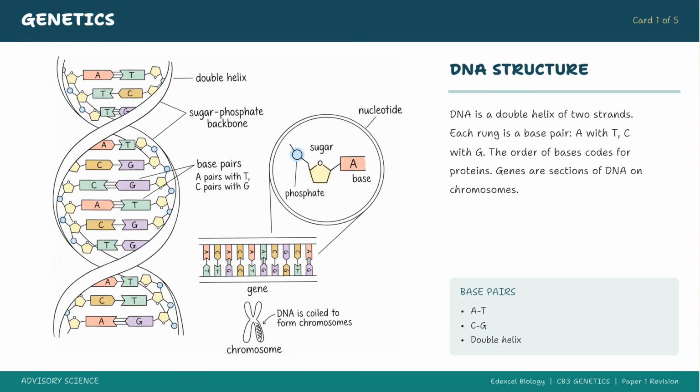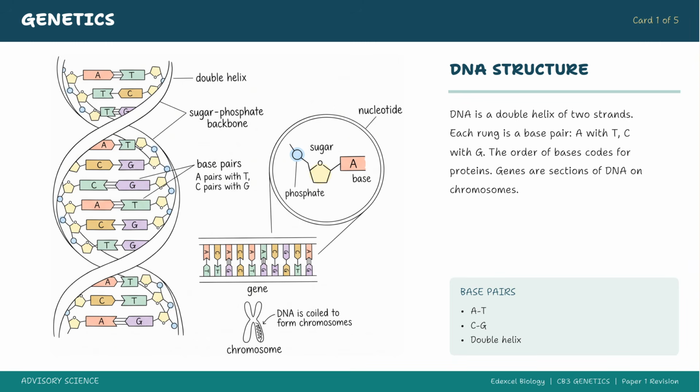DNA structure. DNA is the chemical that carries your genetic information. It's a twisted ladder shape called a double helix. The two sides of the ladder are made of sugars and phosphates. The rungs across the middle are made of pairs of bases. There are only 4 bases, and they always pair up in the same way. A pairs with T and C pairs with G.